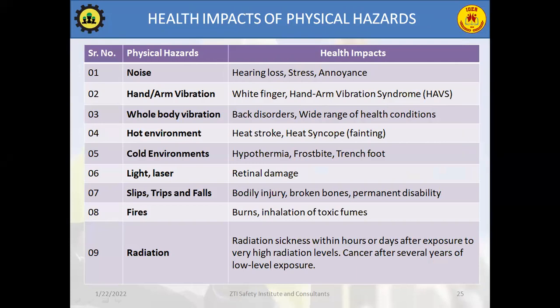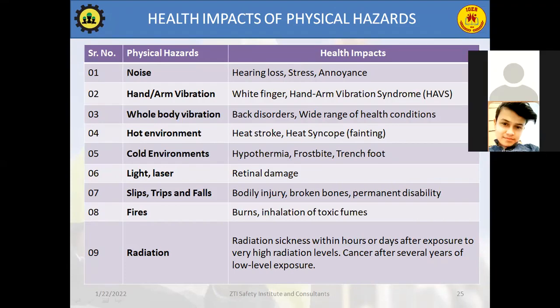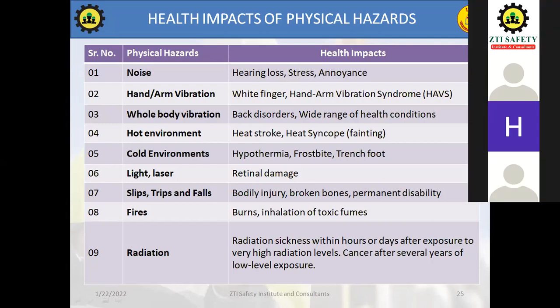Hand-arm vibration causes white finger, hand-arm vibration syndrome. These are the types of ergonomic hazard associated with hand and arm vibration. Whole body vibration causes back disorders, disorders of the lower back, dislocation of the discs, and a wide range of health conditions are associated with it.